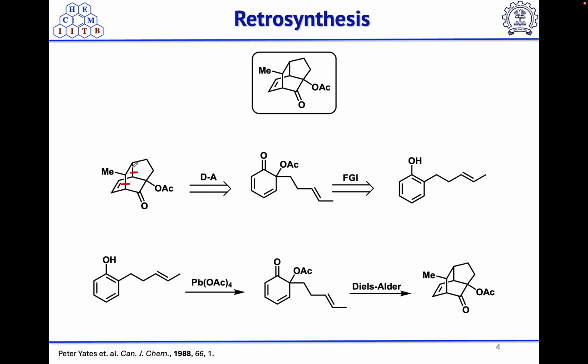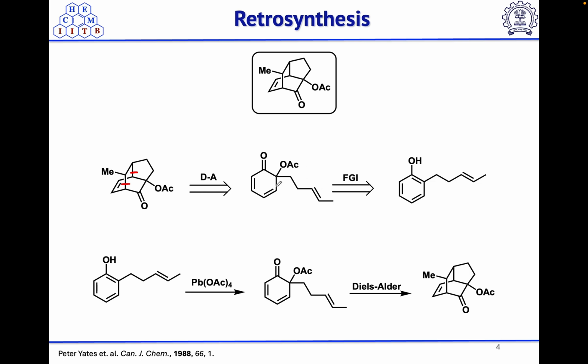So this C-C bond and this C-C bond we are forming in the Diels-Alder reaction. So what will be the starting material? This will be the starting material. And I will discuss how this Diels-Alder reaction is happening and how we are getting the complexity of this molecule via the Diels-Alder reaction.